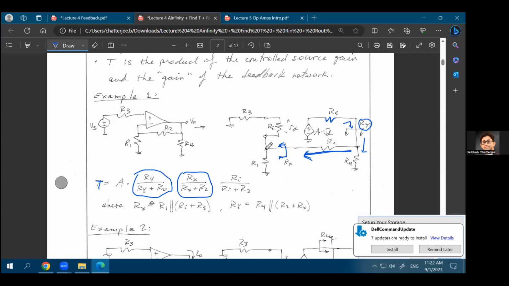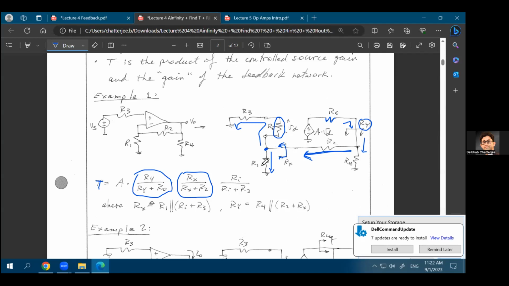So now you are at this point. Again, you see that there are two parallel paths. One parallel path goes through R1 to ground. The other parallel path goes through R in, R3, and then ground. What you are interested in is how much of this voltage is available at the input of your op amp. So what is the voltage that is available across this R in? What is the voltage available across this input resistance? That's the only thing you are interested in, and that's why you are doing all this.